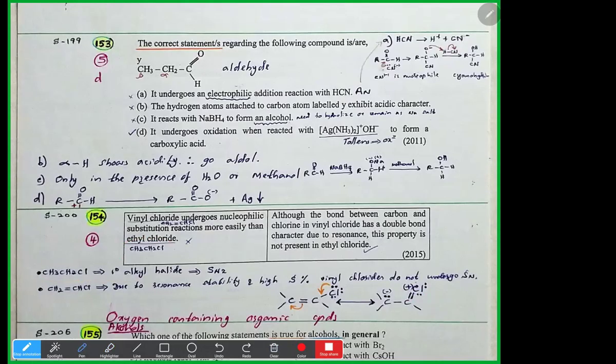Although the bond between the carbon and chlorine in vinyl chloride has double bond character, see, true. This property is not present in ethyl chloride. Ethyl chloride doesn't have such a thing. That's true. 154, answer 4.